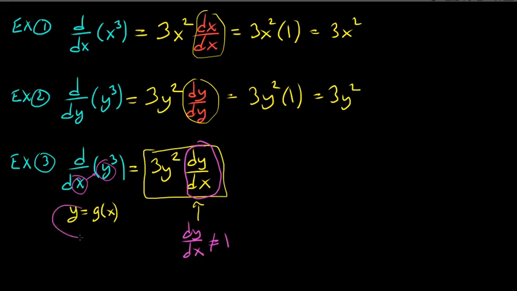We don't know the explicit relationship between x and y here. It's not given. And if it's not given, then the derivative could be anything. It doesn't have to be 1. It could be 2 or 3, or it could be cosine squared of 3x or something. It could be very complicated. Okay, so this is going to be very important going forward. Make sure you understand these 3 examples and why they're different.